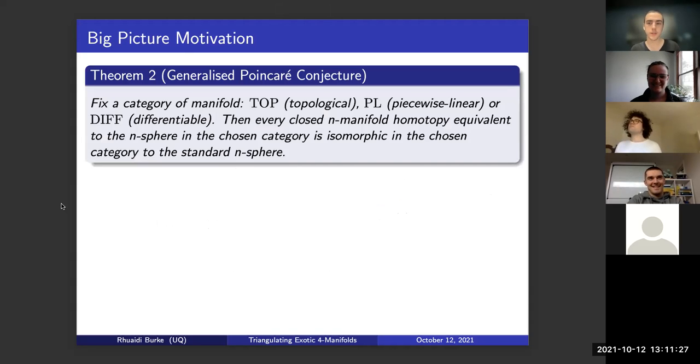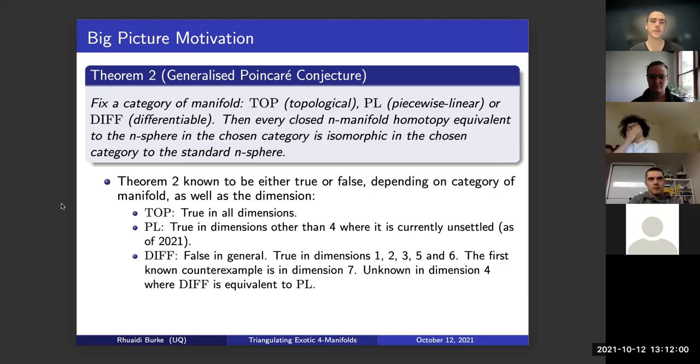Here's some big picture motivation for all this: the generalized Poincare conjecture. I'm sure we've all heard of the Poincare conjecture in one form or another. The generalized form is: fix your favorite category of manifold, whether topological, piecewise linear or smooth. The statement is that every closed n manifold homotopy equivalent to the n sphere in your favorite category is isomorphic in that category to the standard n sphere. This really does depend on the category and the dimension you work in.